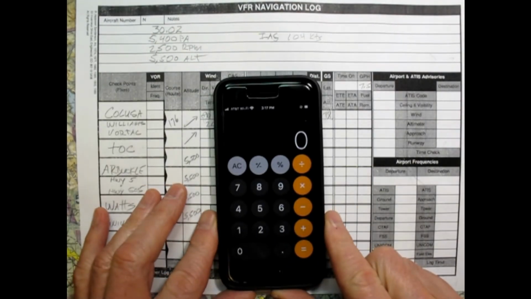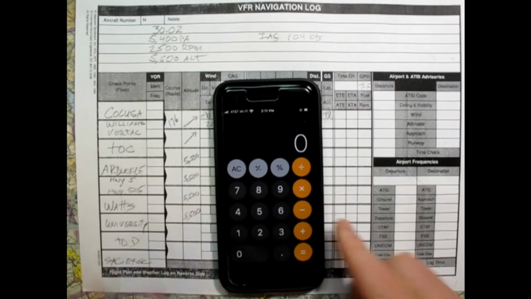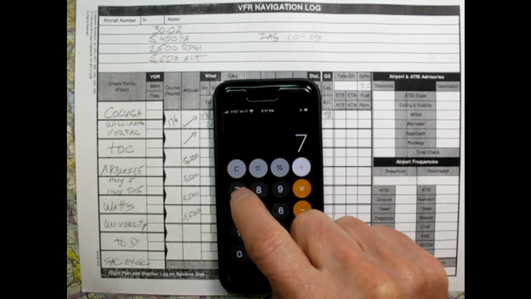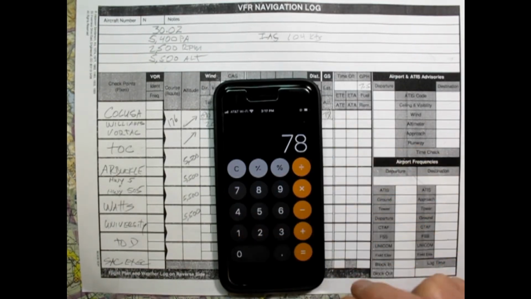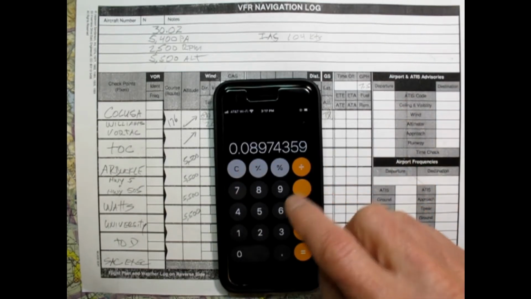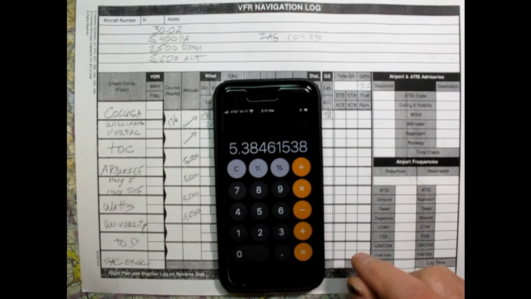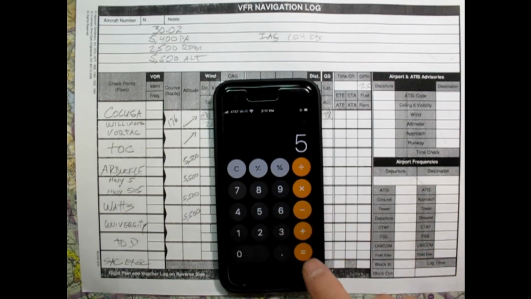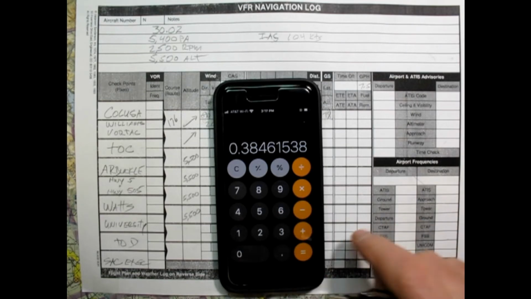Another way to do this is with your calculator. So we can take our 7 miles and divide that by our speed, 78. And then we're going to multiply that times 60. And that's going to give us 5.38 minutes. So now we want to get the seconds. So let's take the 5 out, minus 5. And then we're going to multiply that times 60.